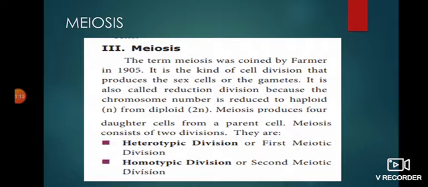Meiosis produces 4 daughter cells from a parent cell. Meiosis consists of two divisions. They are heterotypic division and homotypic division. Heterotypic division is otherwise called as first meiosis and the homotypic division is the second meiosis.